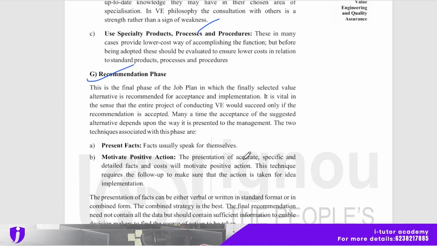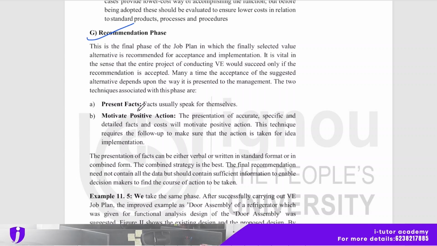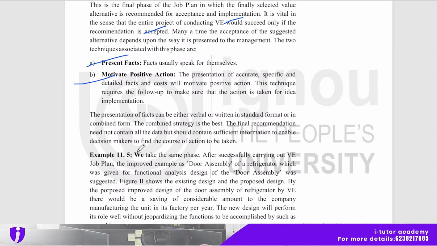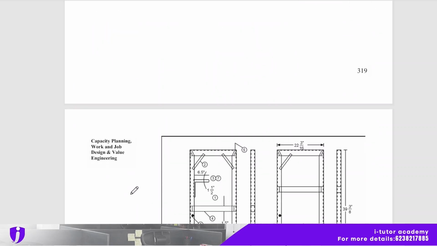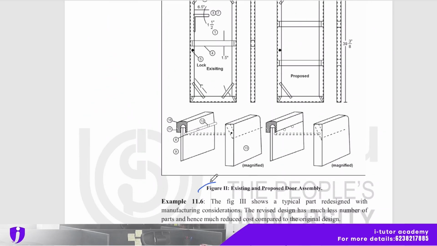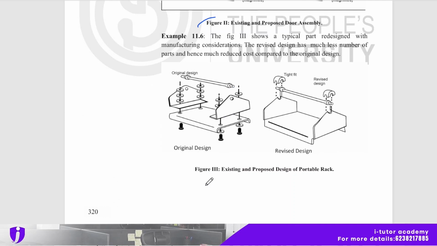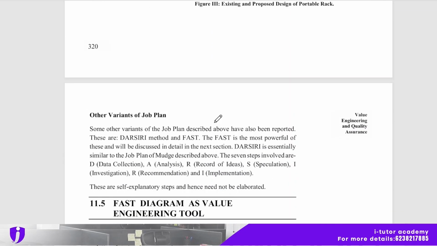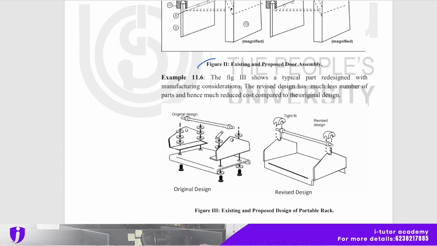Okay. Next is the recommendation phase. This is the final phase of the job plan, in which the final selected value alternative is recommended for acceptance and implementation. It is vital in the sense that the entire project of conducting VE would succeed only if the recommendation is accepted. The two techniques associated with this phase are present facts and motivate positive action, and an example is also here. Please refer to this picture based on the example exercise, existing and proposed door assembly. Example 6 is here in this unit. In between, if you have any doubts, you can contact us anytime.